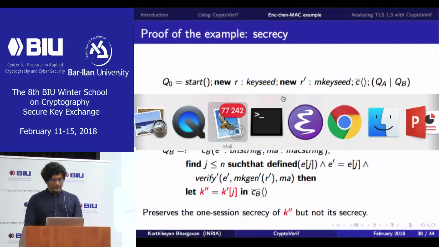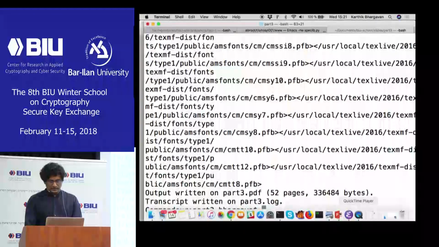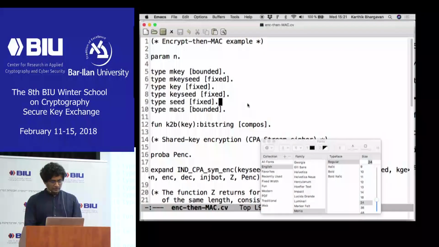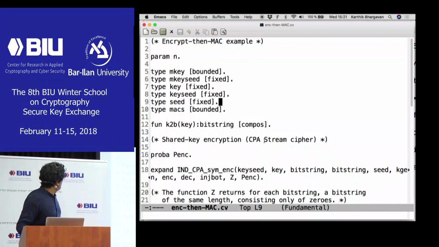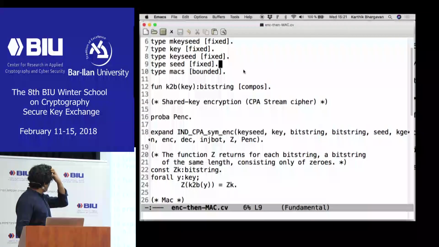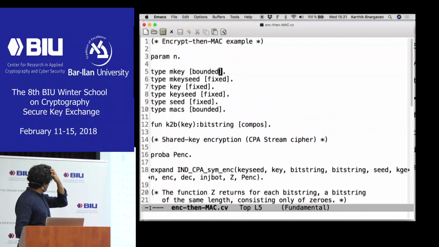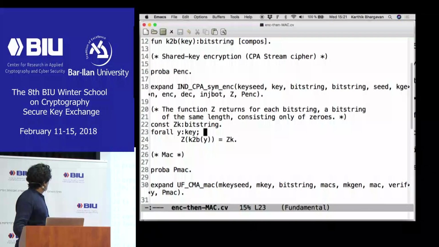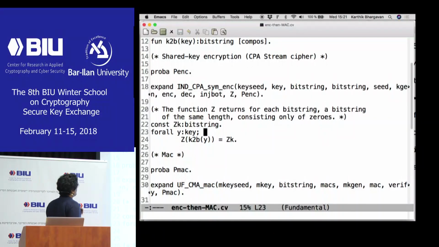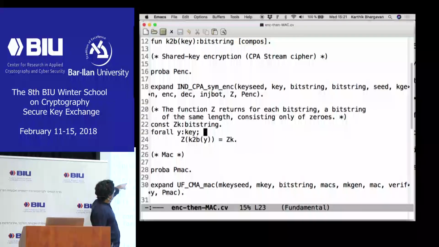Okay, so let me just show you how this looks like in code. All right. So this is CryptoVerif. This is more or less similar to how ProVerif looks, but it has some more stuff in it. So what we do is for the shared key encryption, which is for symmetric keys, we basically say that we have these functions and these types. There's a key C, there's a key, and there is an enc-dec function and a keygen function.